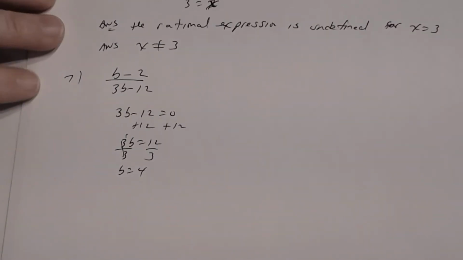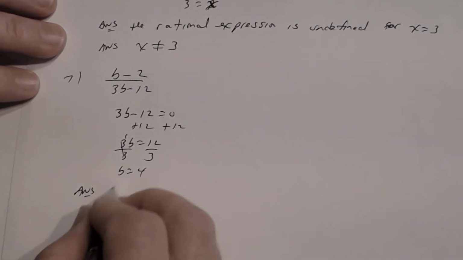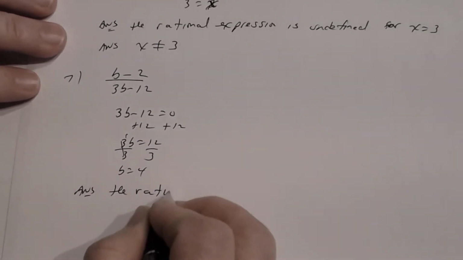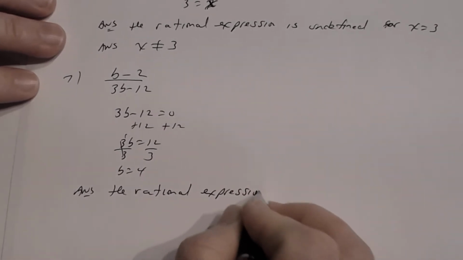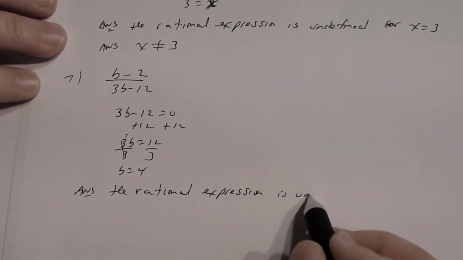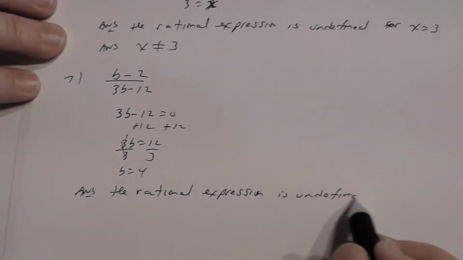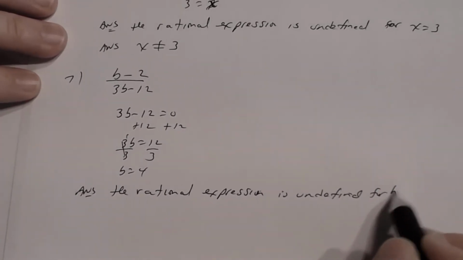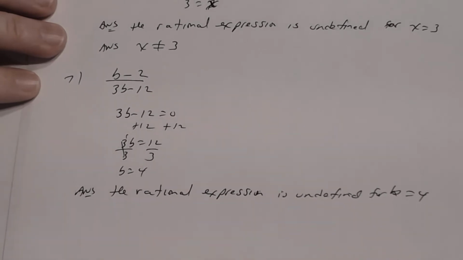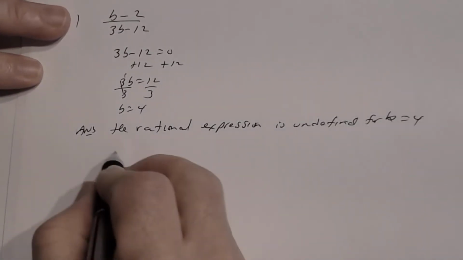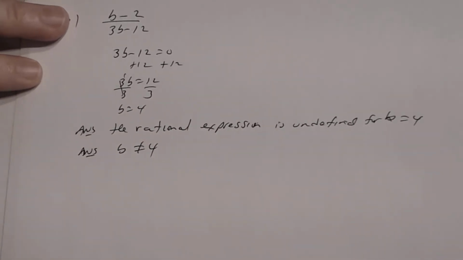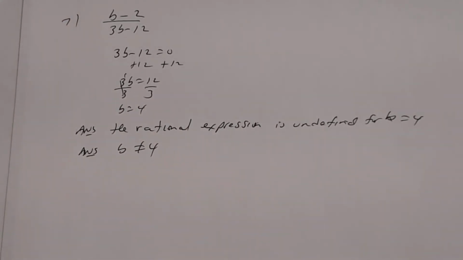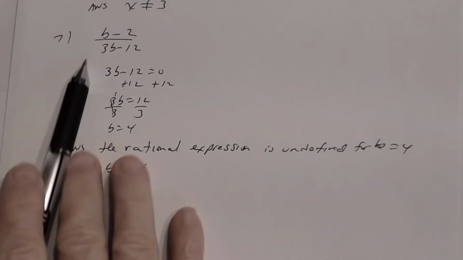So in terms of the answer, you can say this. You can say the rational expression is undefined for b equal 4. Okay? You can also say b cannot equal 4. So I can use any number for b except 4. Okay? So this rational expression is defined.